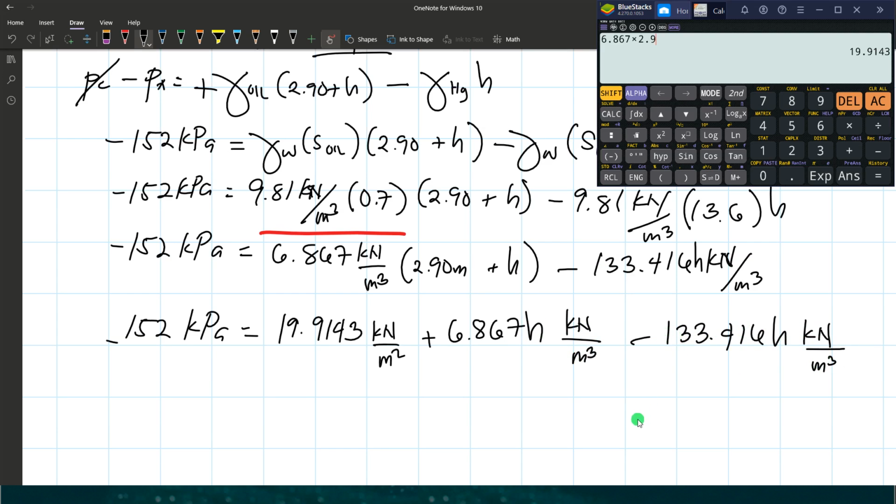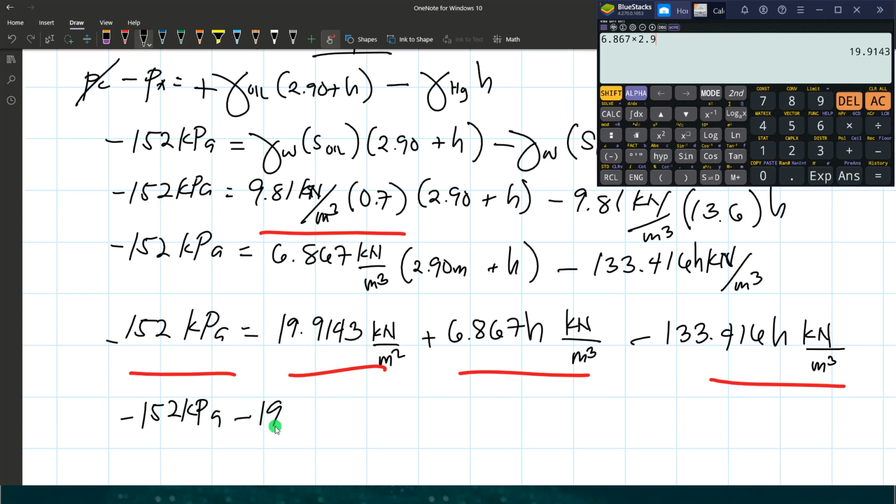Combine like terms. Okay, we have terms here that have the H variable, and we have four numbers here. So we combine now like terms. Negative 152 kilopascal, transpose 19, becomes negative 19.9143. That's in kilopascal. And we add 6.867 to negative 133.416.